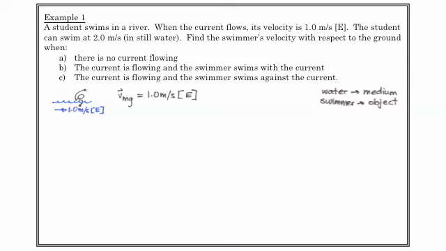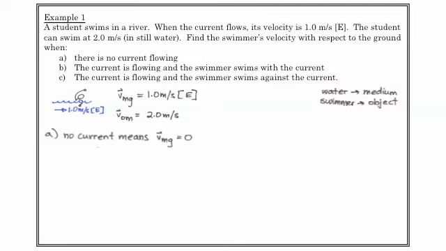And so we know from the problem, this is what the problem tells us: if there's a current, the speed of the water with respect to the ground, V_MG, is 1 meter per second east. We also know that the student can swim in water at 2 meters per second. Now, he doesn't have to swim in a certain direction, and in fact, those are the different cases that we're going to look at. So there's no direction there. That's his speed.